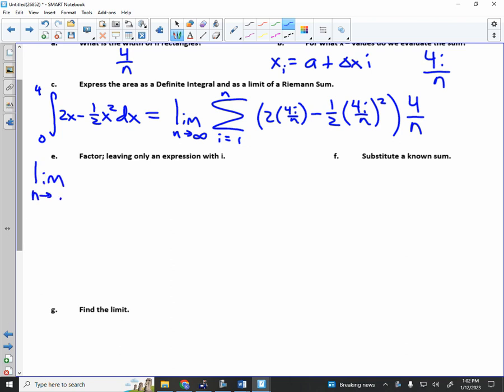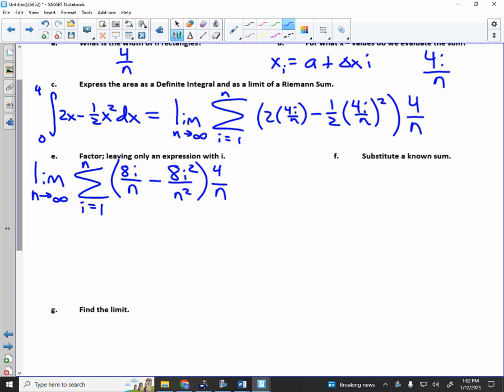Limit as n goes to infinity, sum i equals 1 to n of, and I'll take it step by step so we don't make a mistake. This turns out to be what? I've got 8i over n minus, yeah, this would be 16i squared, wouldn't it? But then multiply it by a half, so we get 8i squared over n squared. And all of that is times 4 over n.